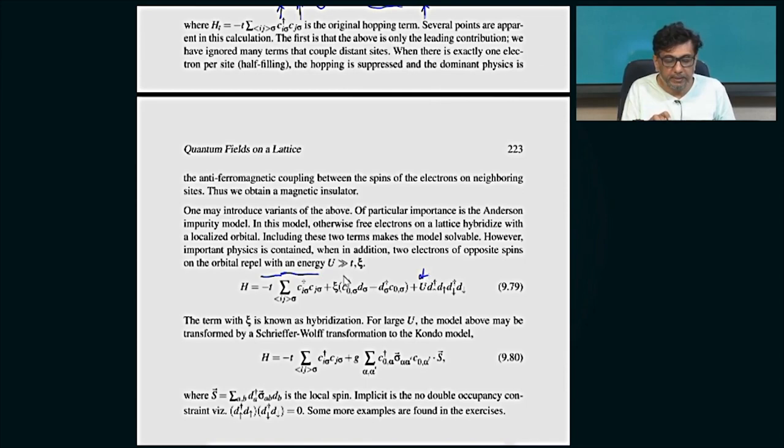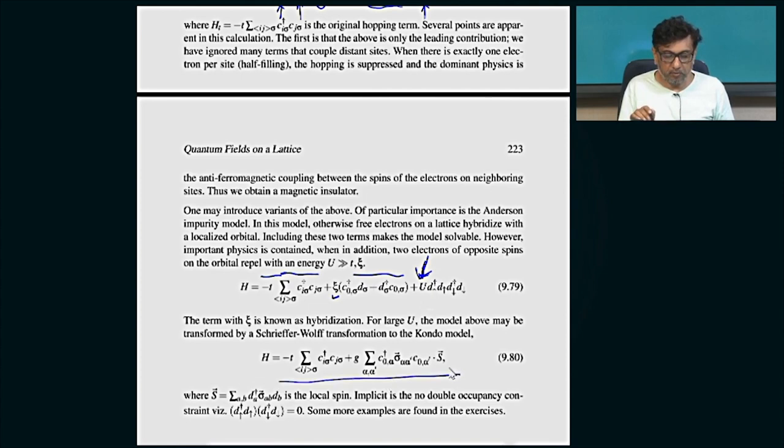But then these electrons can hybridize with the localized electron. That means an electron from this itinerant family can get transformed to the localized one, or the localized electrons can dislodge from the localized site and become itinerant. So, bottom line, you have this hybridization term. Just like in the earlier example where the Hubbard model could have been transformed to a model involving magnetic moments, here too I can transform this hybridized model, called the single impurity Anderson model. When U is very large, this can be transformed to something called the Kondo model.